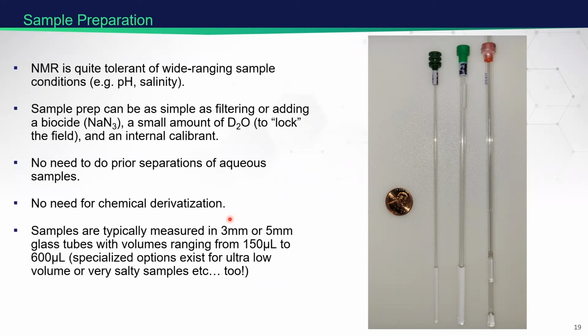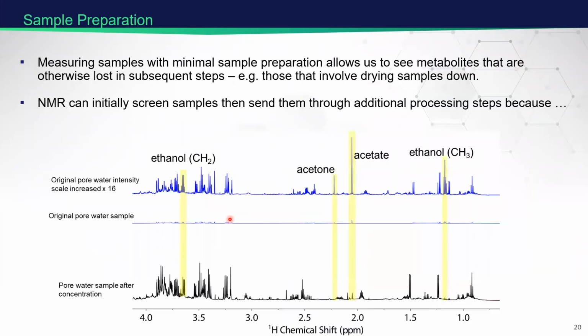Pictured here are some sample tubes that we use to measure NMR, and they're typically 3 or 5 millimeters, and volumes are around 150 to 600 microliters. But there are specialty probes and specialty tubes for ultra low volumes and especially salty samples, and so we're not limited to this.